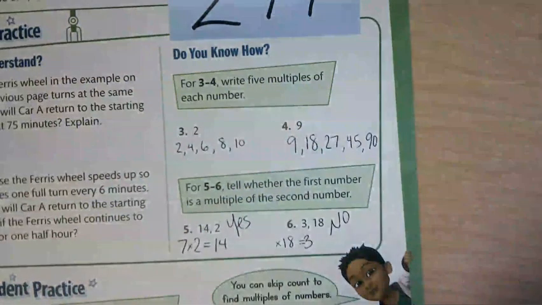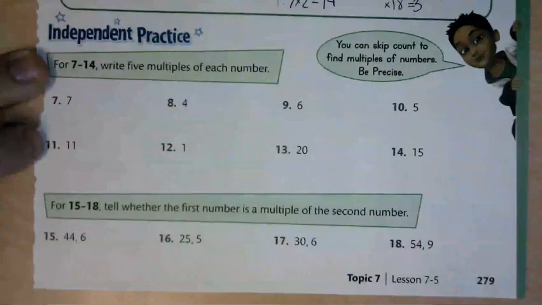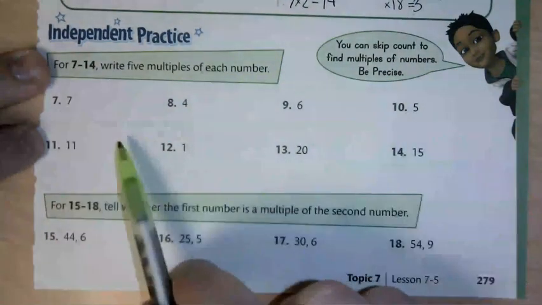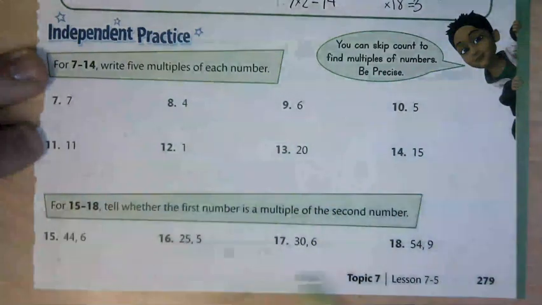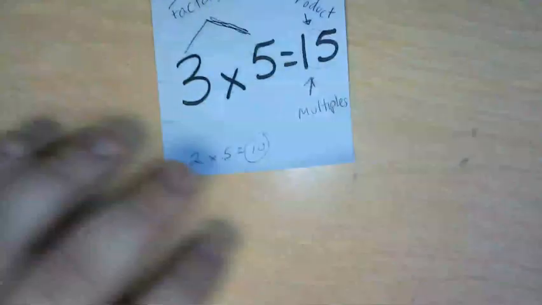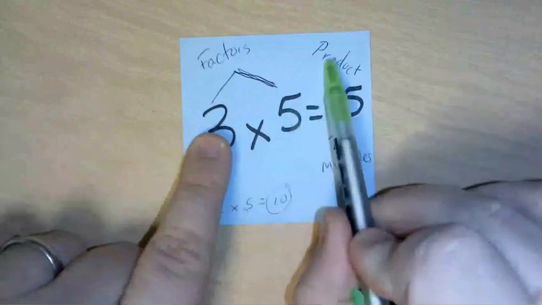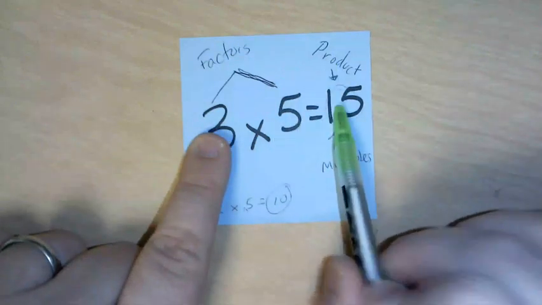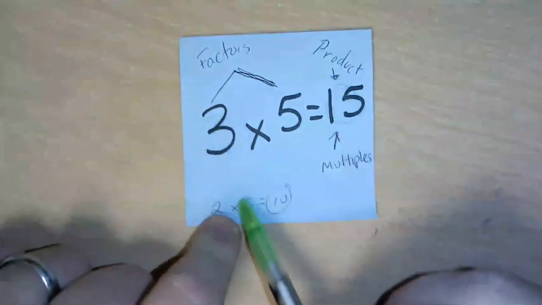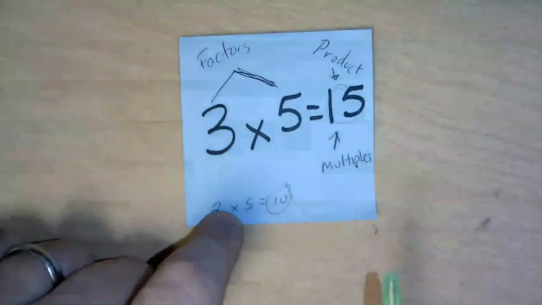Down here in your independent practice, this first group right here is what we did for numbers 3 and 4. And then right down here is what we did for numbers 5 and 6. So hopefully you'll be able to get those going. Just remember, our factors are the two things we multiply together, and our answer is called the product. It's a multiple if we are keeping the same factor over and over. That tells us if we've got multiples for that problem.